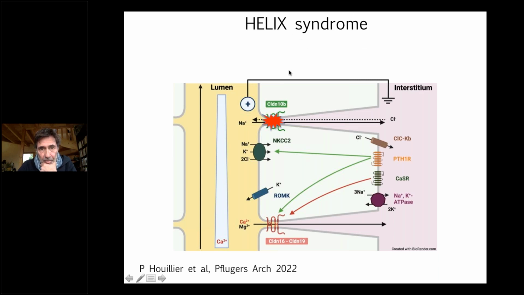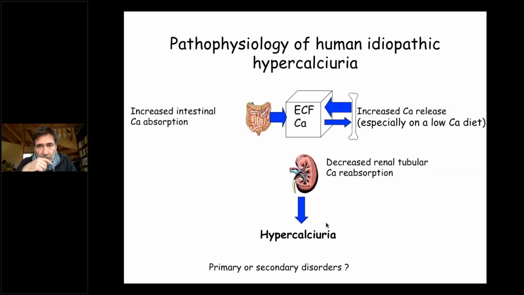Helix syndrome is a very rare disease due to Claudin 10 mutation in the thick ascending limb. Claudin 10 is important not directly for calcium reabsorption, but for sodium reabsorption. And it allows part of the sodium that's reabsorbed in the thick ascending limb to move along the paracellular pathway. When Claudin 10 is deficient, less sodium can be reabsorbed, and the voltage increases, which drives more calcium and probably more magnesium along the paracellular pathway. Those patients have low calcium excretion in urine.